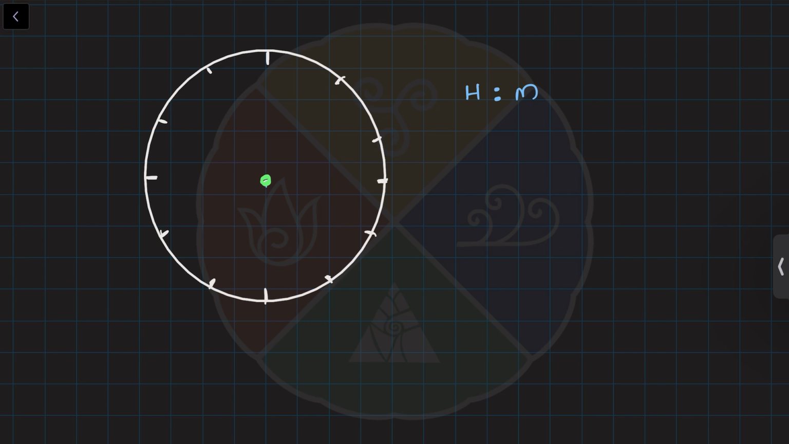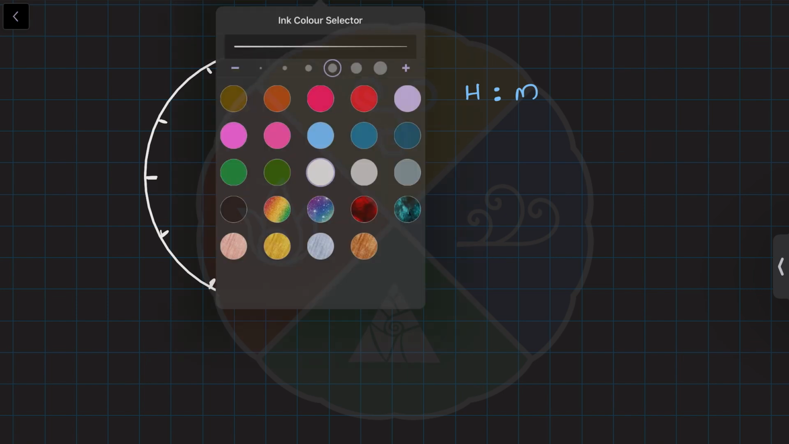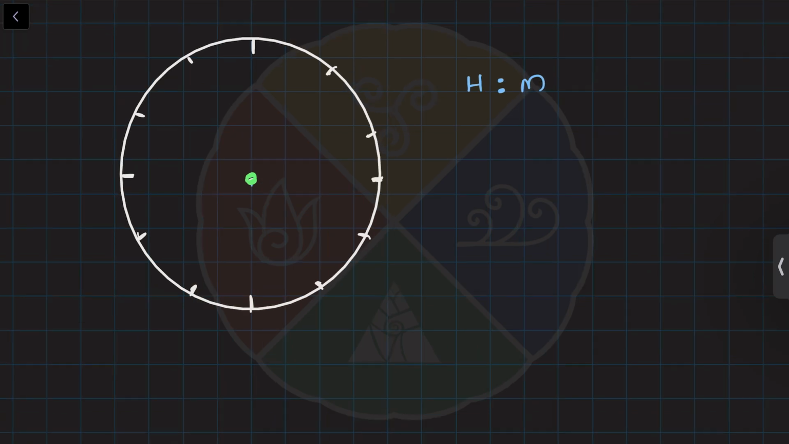So our objective is to find the angle between the minute hand and the hour hand. Let's assume that both the clock hands, the thicker one being the hour hand, and also the minute hand, both start from 12 o'clock. Now let it be a scenario where the minute hand is somewhere over here.